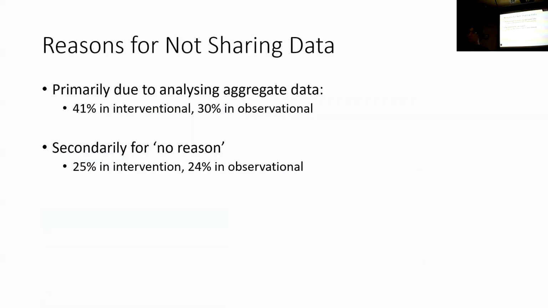For the main reasons for not sharing data, the perception of sharing aggregate data was most common, which reflects a key misunderstanding of the reasons of why individual participant data is important, where sufficient level of analysis just can't be conducted with the extent of sharing. No reason was stated as the second most common, encompassing a lack of justification for researchers not sharing.